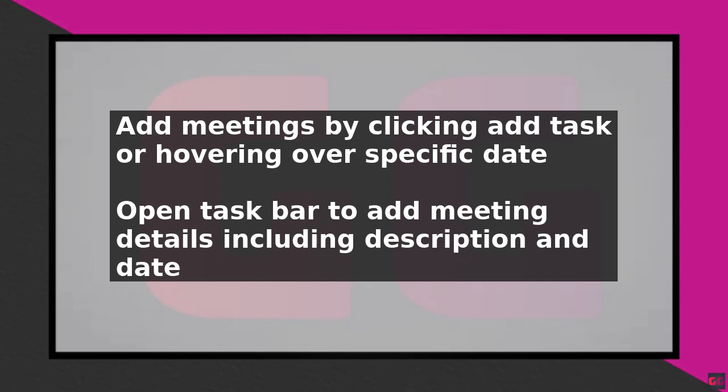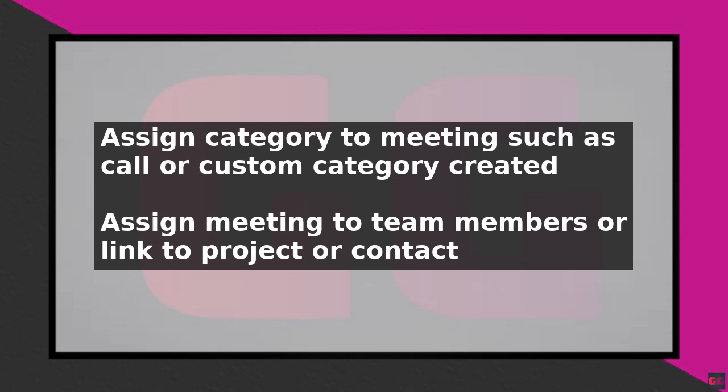Either method will open a taskbar where a meeting can be added, including a description, date, and time. The description can be brief or more detailed by clicking on Add More Detail to include additional information. The date and time of the meeting can be adjusted, and if the meeting is recurring, a repeat option can be selected, choosing from daily, weekly, monthly, or yearly intervals.